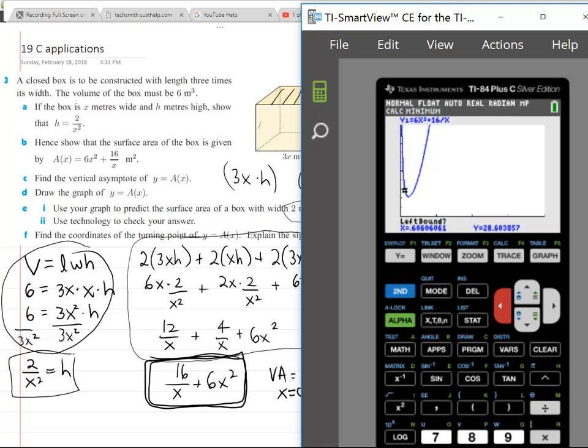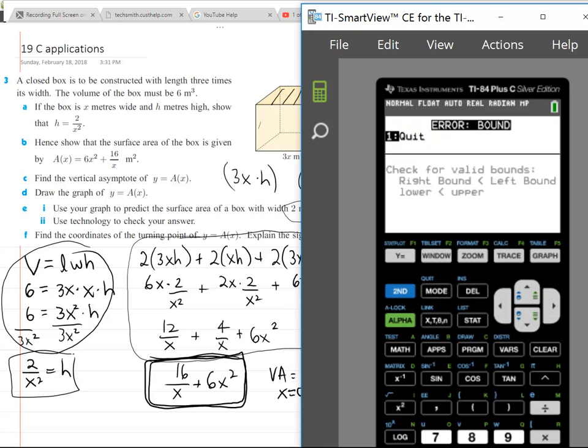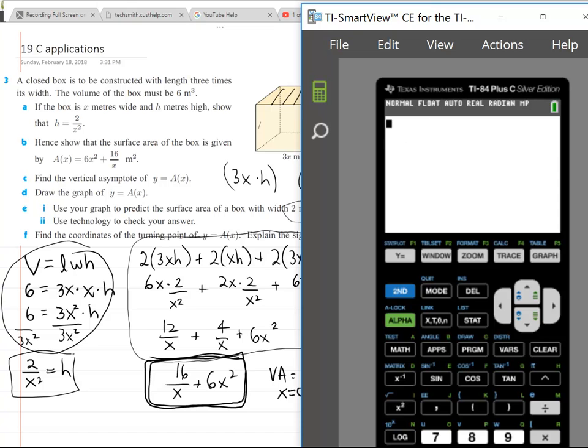All right, so left bound, right bound. Don't know why it did that, so I'm starting over. I want the minimum. All right, minimum. So it tells us that the coordinates are 1.10 and 21.8. So what do those things mean?